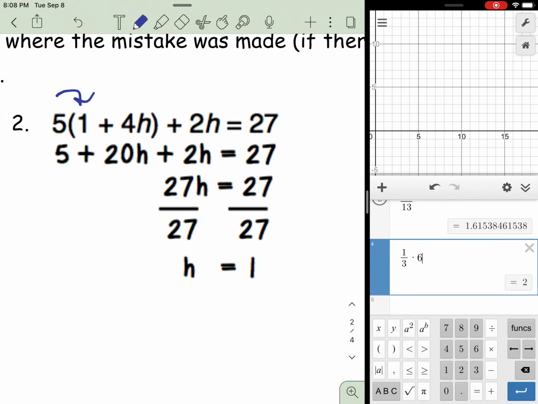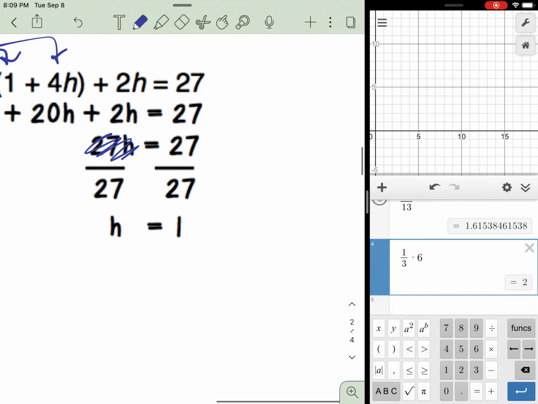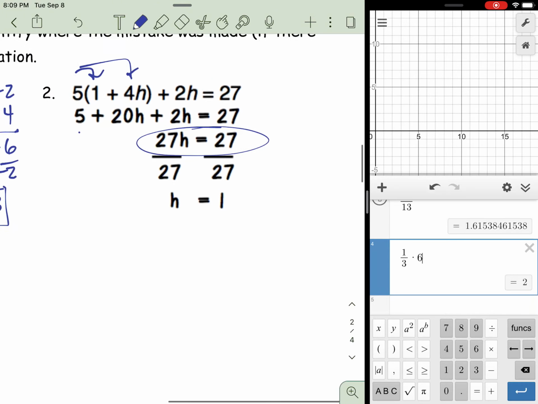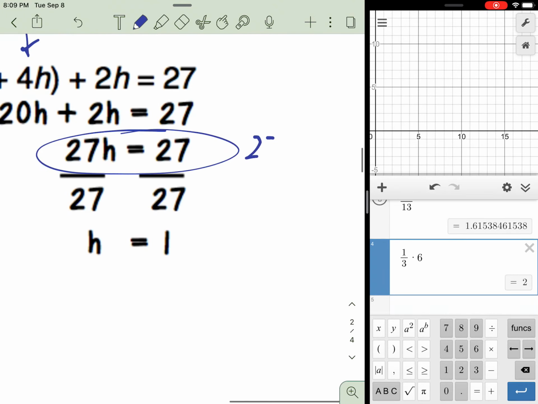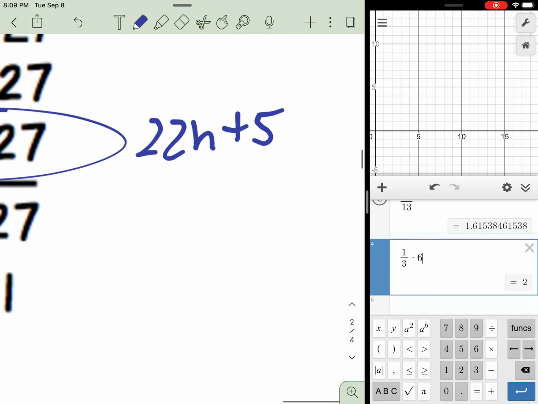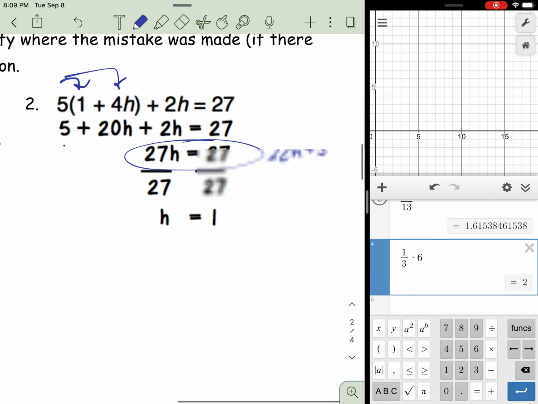Let's see. Distributed first. Good. 5 times 1 is 5. Okay, 5 times 4 is 20h. Well, 4h is 20h. 2h left over, 27. Okay, this line looks good. All right, 20h plus 2h is 22h. Oh, there it is. There's our mistake. They just combined everything, but 5 does not have an h with it. Okay, so it would be right there. So this should actually say 22h plus 5 equals 27.